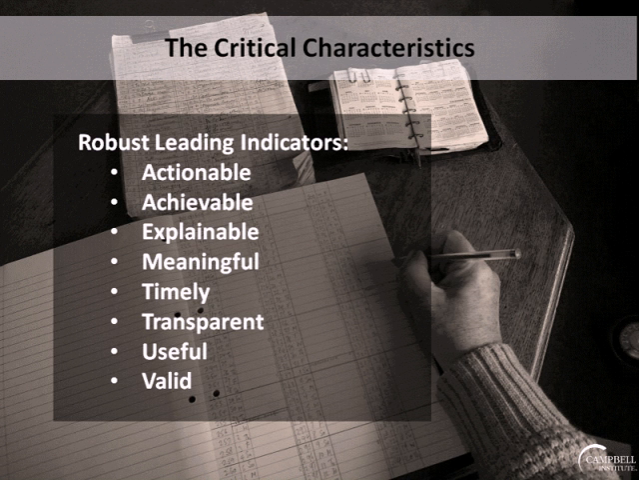And again, in our first white paper on leading indicators, you'll find a lot of information about each of these, in terms of how we define what actionable or achievable or explainable might really mean. But I'd just like to call out a couple here as an example. You see actionable, achievable, explainable, meaningful, timely, transparent, useful, and valid. Some of those are probably pretty obvious as to why they're important. You certainly want an indicator to be valid and tell you you're heading in the right direction. But certain things are not as obvious as to why they'd be important characteristics, such as explainable.